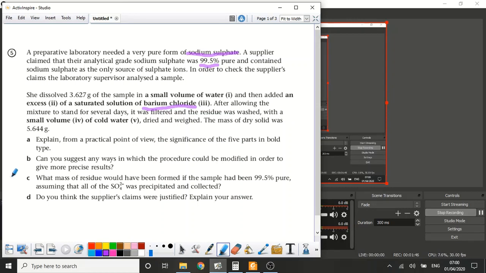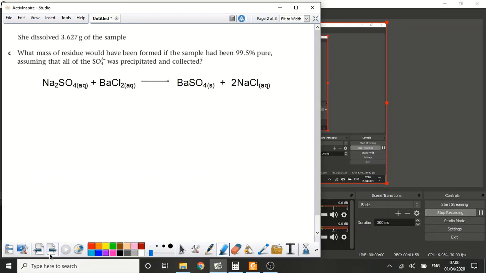So we're going to focus on this part C, and then we're also going to look at D, when we consider our answer to C will basically give us the answer to D. So let's have a quick look. What they're suggesting is that the technician dissolved 3.627 grams of the sample. Now the sample was sodium sulfate.